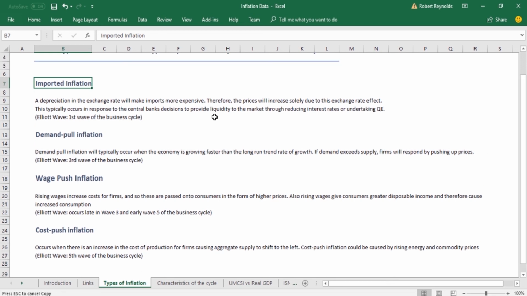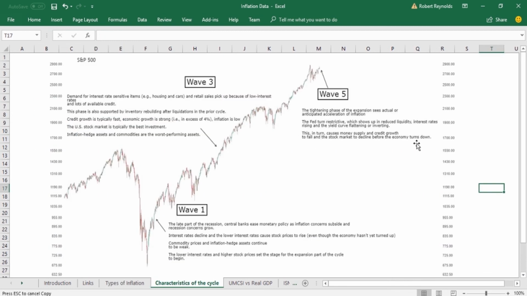So what I've done here is I've put out the different scenarios of inflation, a little bit of a recap of what they are and what Elliott wave we should expect to see them in. So the first wave, the third wave, end of the third wave, early fifth wave, and then fifth wave. So have a quick read over those, and I've also put that chart in here for you guys to read so that you guys can revisit this at any point to try and figure out the characteristics of each part of the cycle. So with that said, this will be the end of the tutorial.